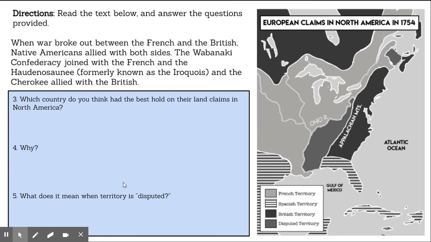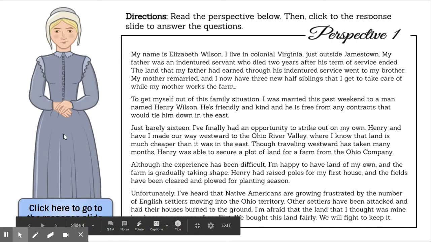This is really important for many reasons, but remember that as the Europeans were coming over and conquering, they were also doing that to the Native Americans, right? And so the fact that the Native Americans are allying on each side, what does that mean? I kind of just want you to think about it. And then you're going to answer these questions. You have 3 perspectives, so I want you to answer them.